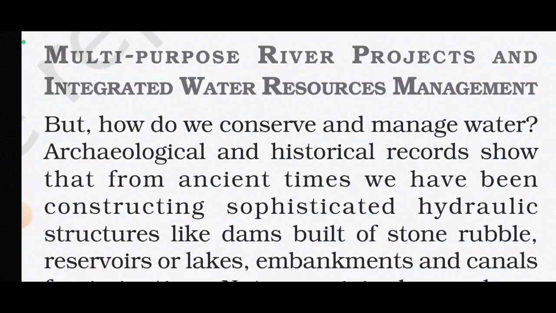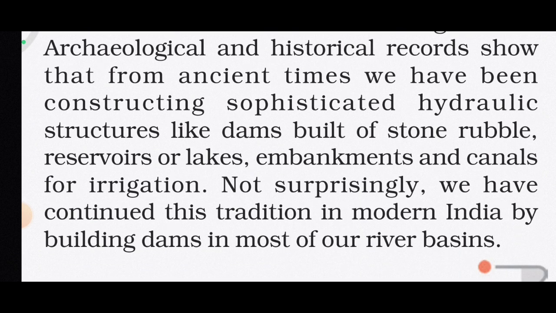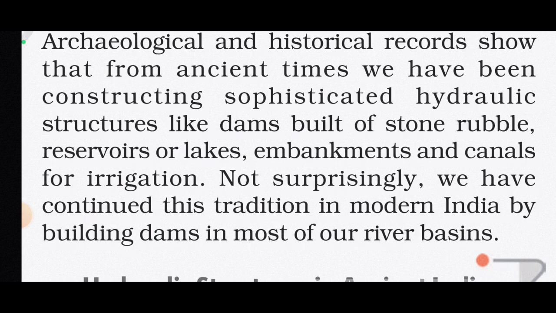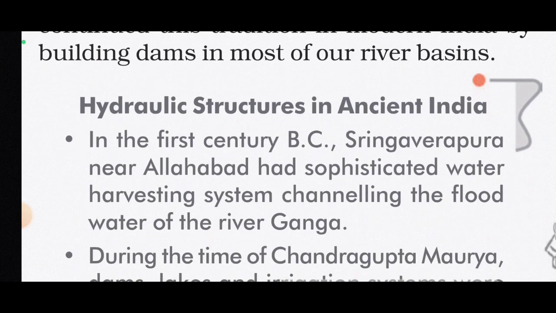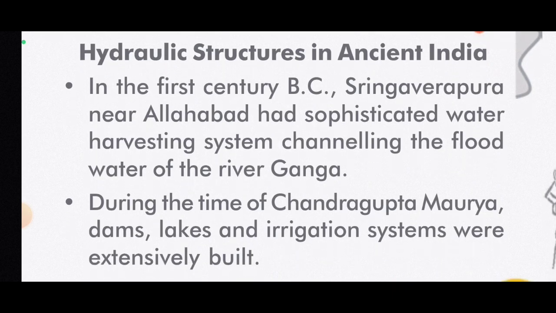But how do we conserve and manage water? Archaeological and historical records show that from ancient times we have been constructing sophisticated hydraulic structures like dams built of stone rubble, reservoirs or lakes, embankments and canals for irrigation. Not surprisingly, we have continued this tradition in modern India but by building dams in most of our river basins.